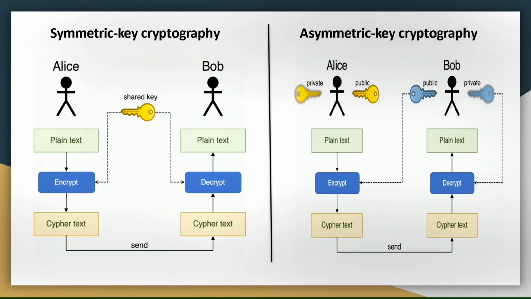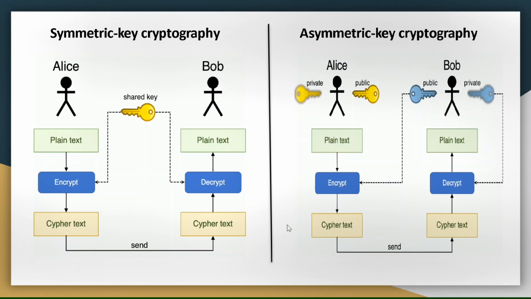So this is symmetric key cryptography. If we take the sender as Alice and the receiver as Bob, in symmetric key cryptography the shared secret key is used to encrypt the plain text. Then the ciphertext is sent to Bob, and the same shared secret key is used to decrypt it. So this is symmetric key cryptography.